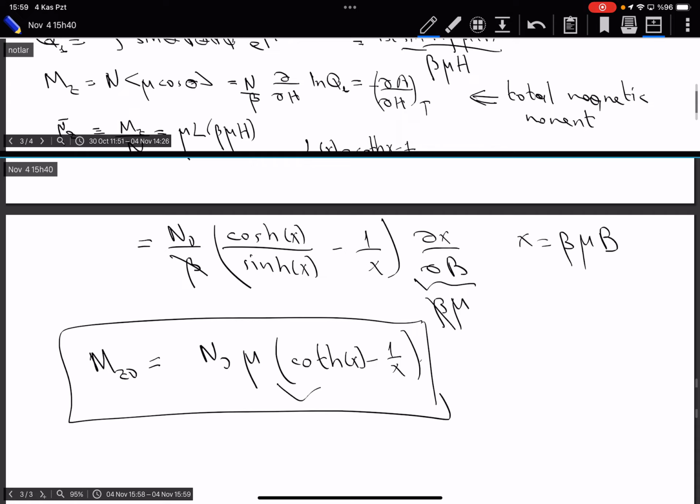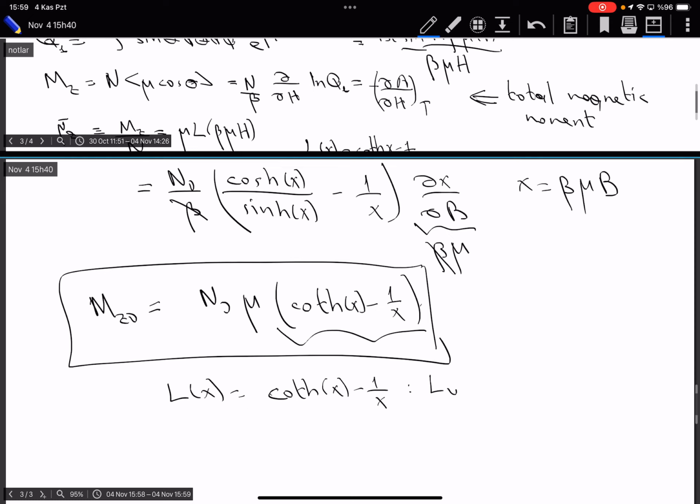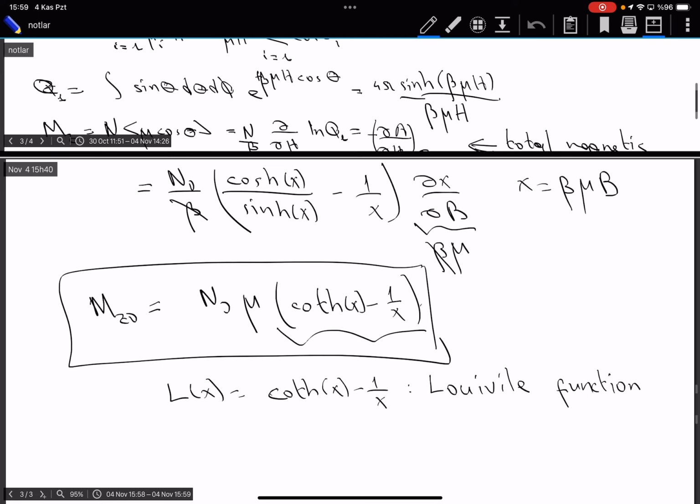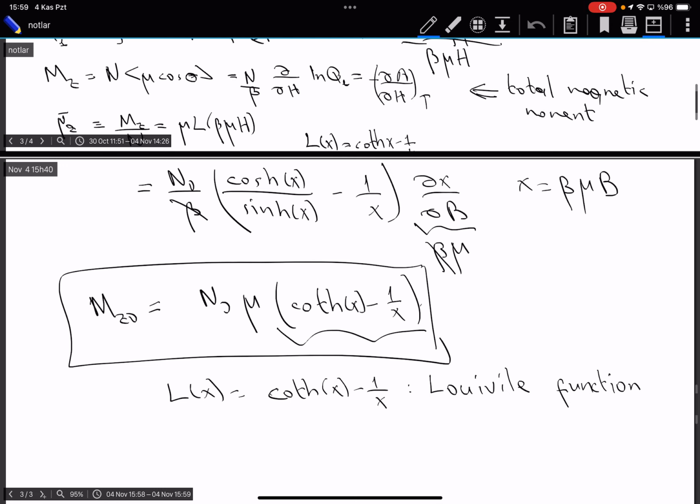Well, this function is given a special name. I said Liouville's function. I'm sure that I spelled it wrong. Just check the spelling. Is it the Langevin function? Isn't this the Langevin function? Yes, I said I spelled it wrong. Okay, the Langevin function.